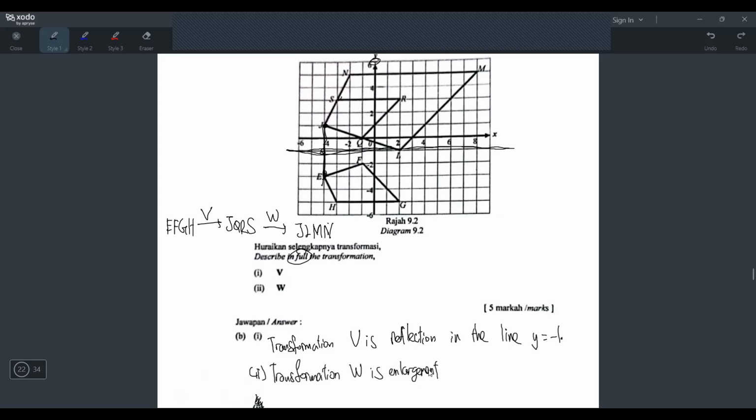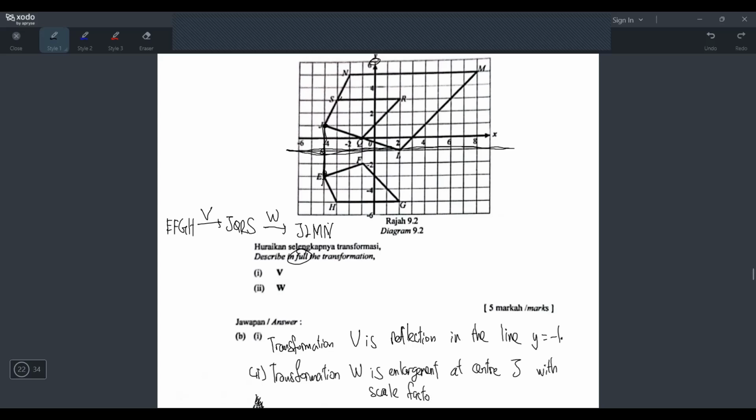Tapi kalau rotation, rotation kena tulis apa? Kena tulis berapa degree, kena tulis clockwise or anti-clockwise, and kena tulis center. Kalau rotation lah. Tapi kalau enlargement, kena tulis dua saja. Scale factor and the center. So I'll write transformation W is enlargement. I'll write the center first. So at center, okay, what is the enlargement center? J.